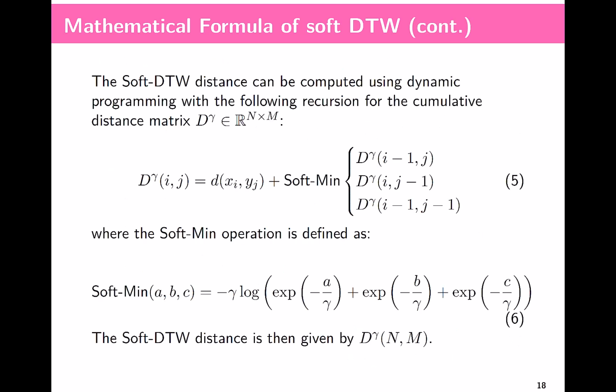The soft DTW is then defined very similarly to the way that we define DTW, right? But instead of using the minimum, we use the soft minimum, where the soft minimum of a, b, c is the negative gamma log of e to the negative a over gamma plus e to the negative b over gamma plus e to the negative c over gamma. And that is how we define soft DTW.